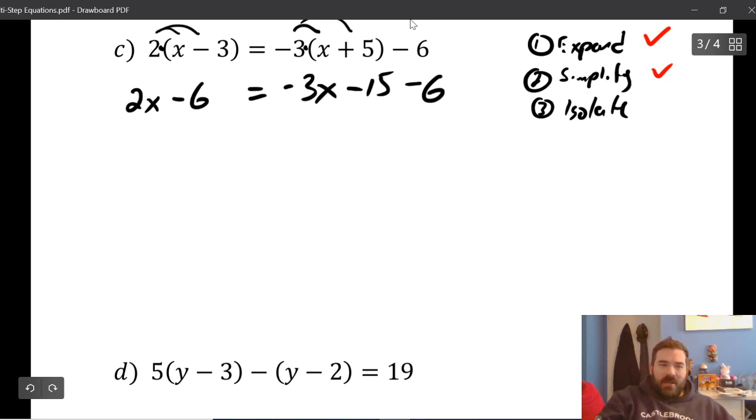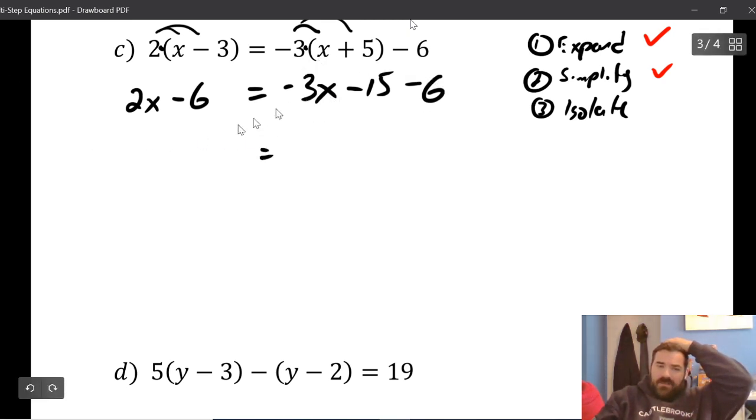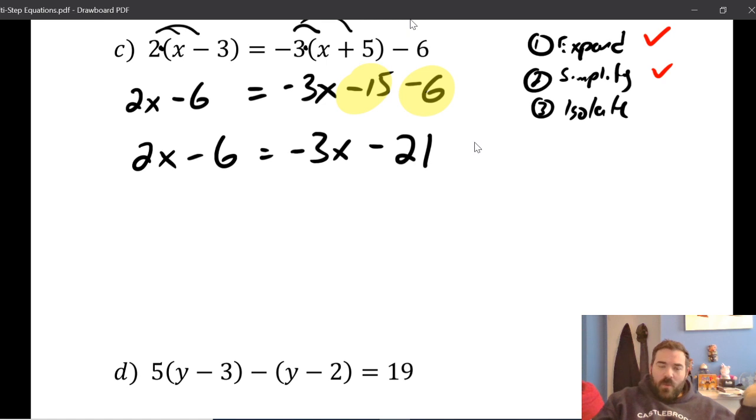Now I got to simplify. So let's simplify what we can. 2x minus 6, can I simplify these at all? No, I can't. I can't collect these two terms, they're not alike. Is there anything I can simplify on this right side? I'm just going to write 2x minus 6 because I can't change anything there. Are there any like terms on this right side? There are. In fact, negative 15 and negative 6 are alike because they're both constants. So we're going to end up with negative 3x minus 15 minus 6, which gives me negative 21. Great. So I've simplified everything I can.